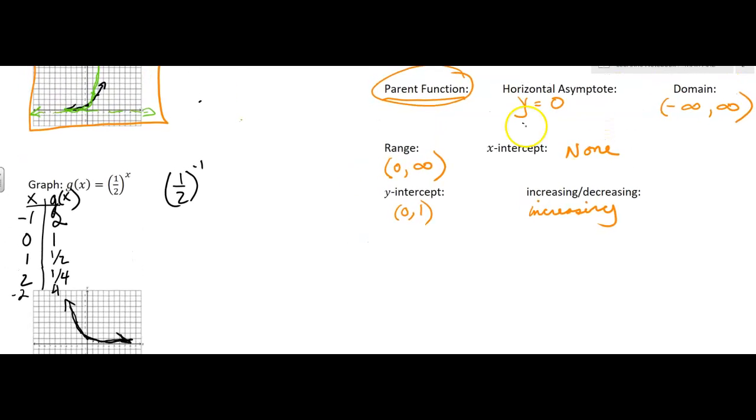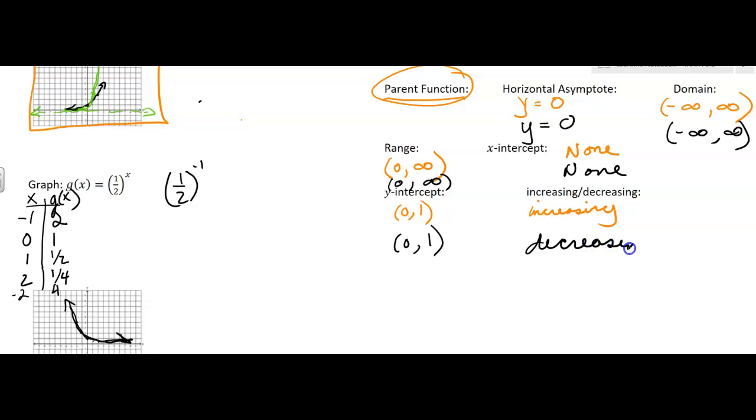Okay. Now let's go back and look at the description here. What's the horizontal asymptote? y equals 0. What's the domain? -infinity to infinity. The range, still 0 to infinity. The x-intercept, there are none. The y-intercept, it does go through the point 0, 1, but this time it is a decreasing curve. Okay, so you notice this time, compared to this other one in the orange box, it's going in a different direction. It's going down this way toward the x-axis, and so that's decreasing.